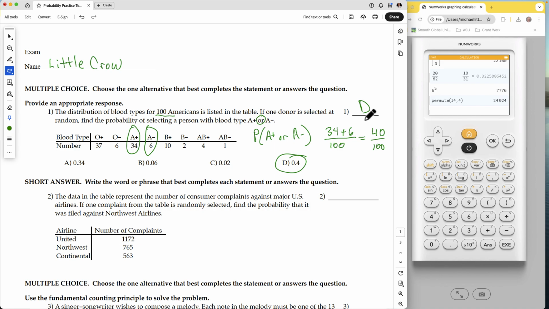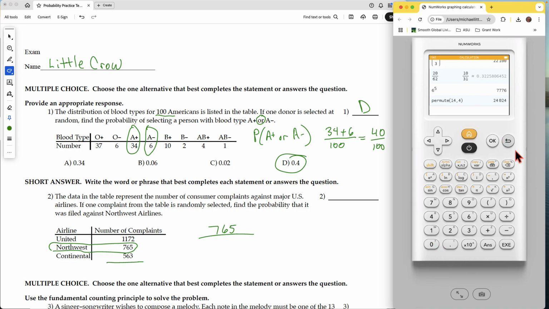Write the word or phrase that best completes each statement or answers the question. The data in the table represent the number of consumer complaints against major U.S. airlines. If one complaint from the table is randomly selected, find the probability that it was filed against Northwest Airlines. So here's Northwest Airlines, with 765 letters complaining about Northwest Airlines out of what's the total. That's the thing we need to get. So let's add these up.